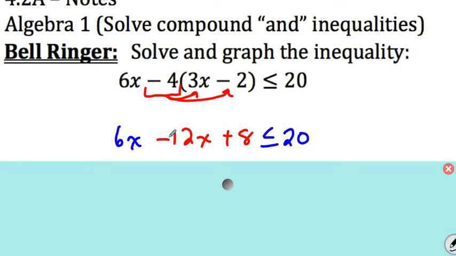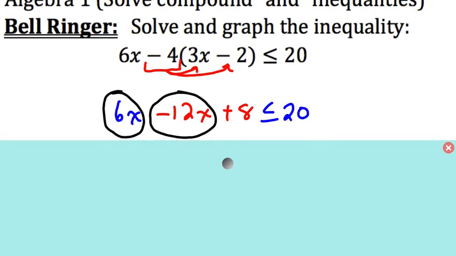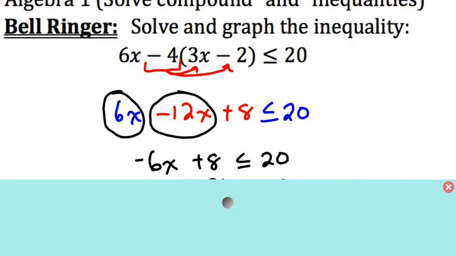Our next step, we will combine our like terms. So we got a 6x minus 12x. Remember, when we're talking about combining like terms, we mean on the same side of the equal sign or the inequality sign. So 8 and 20 are not like terms. Well, they are like terms, but we don't combine them that way. We combine them by moving the 8 over, which we'll do later. So add these together, 6x minus 12x. That gives you a -6x.